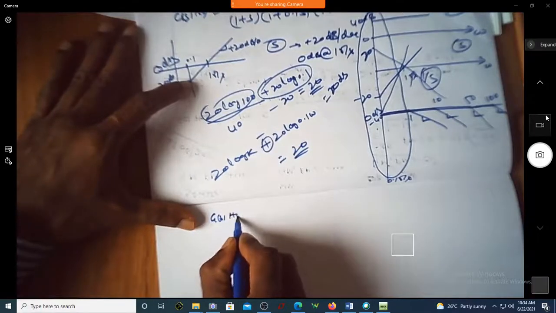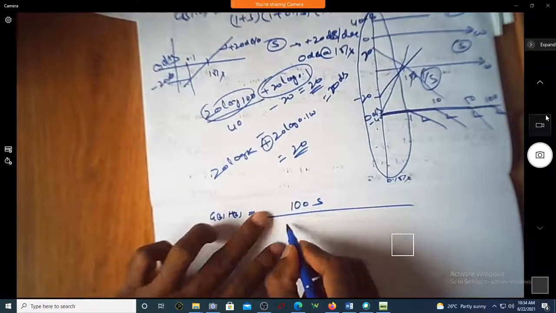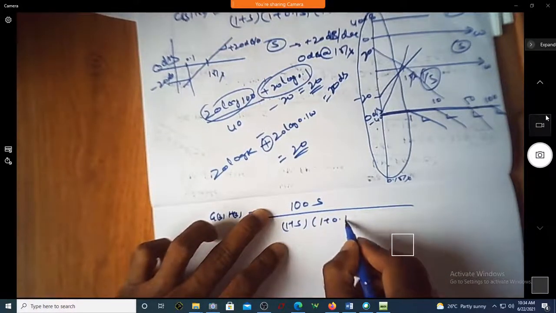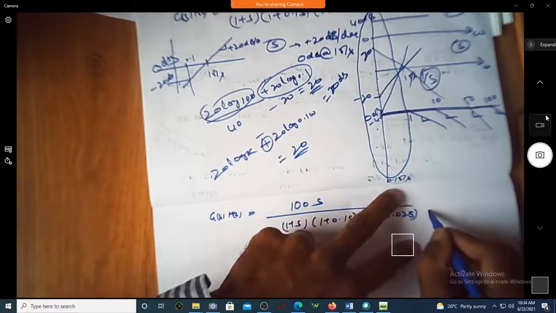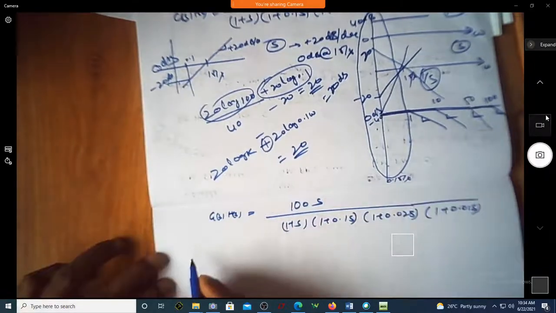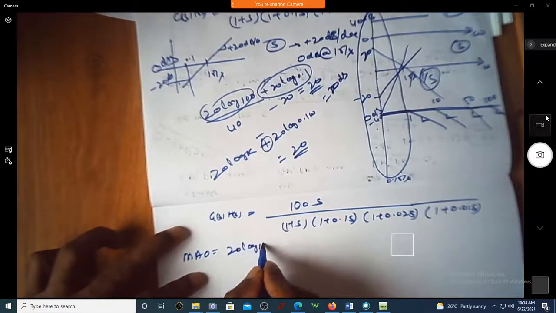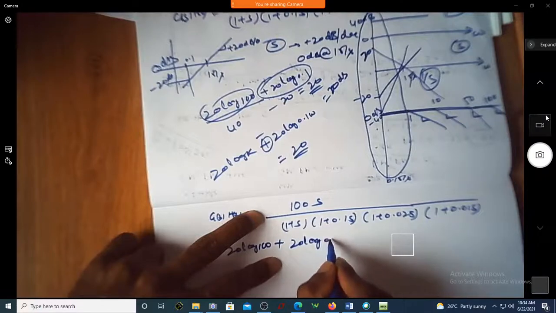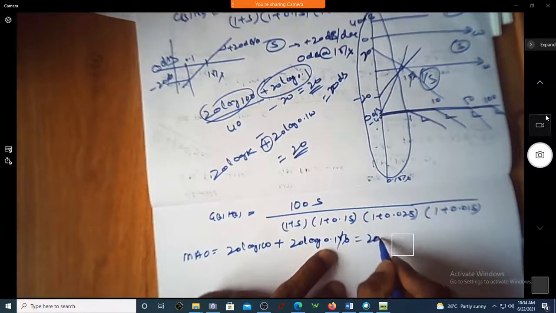G(S) H(S) is equal to 100 S over 1 plus S, 1 plus 0.1 S, 1 plus 0.02 S, 1 plus 0.01 S. I'm just putting it in increasing order of cutoff frequency. So the magnitude at the origin is 20 log 100 plus 20 log 0.1 radian per second. Correct? Is it not 20 dB?